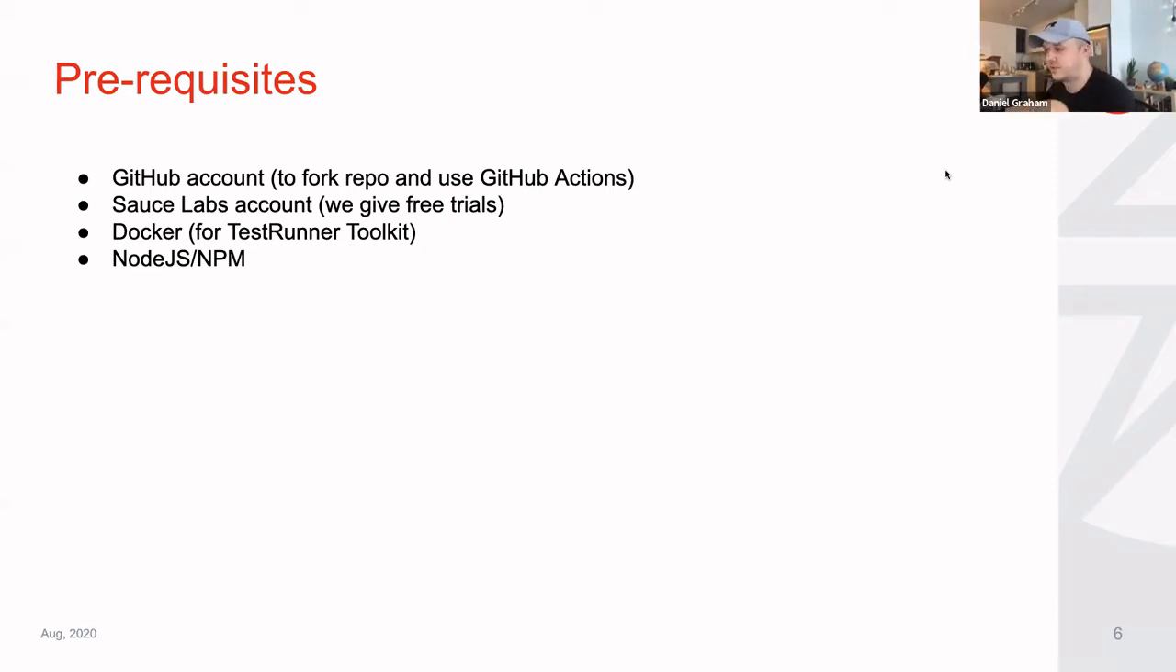Docker we'll need for the Test Runner Toolkit portion. If you have it, that's great. If you have Docker, then we can use that to test locally. But if not, it's not the end of the world, because I'm going to show you how to incorporate Test Runner Toolkit into a continuous integration service. If you don't have Docker, you just can't run it locally. Not a big deal. And the final prerequisite, of course, is Node.js and NPM, which, being a JavaScript conference, I'm sure most of you have already.